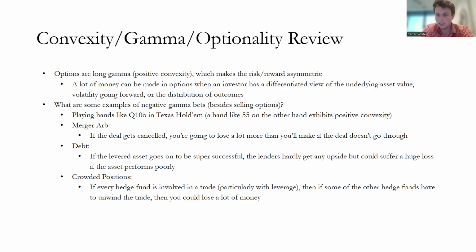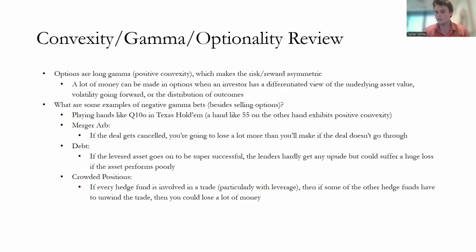And then to go more into this concept of negative gamma, what are some examples of negative gamma bets? Obviously, selling options is negative gamma. You are getting a little bit but risking a lot. But what are some other examples? I think of poker, queen 10 offsuit is very negative gamma, because if you hit your queen or your 10, you're going to be inclined to stay in the hand, but you could lose to a lot of better hands like ace queen, king 10, king queen, things like that. So you can make a little, but you could lose a lot if you end up getting dominated.